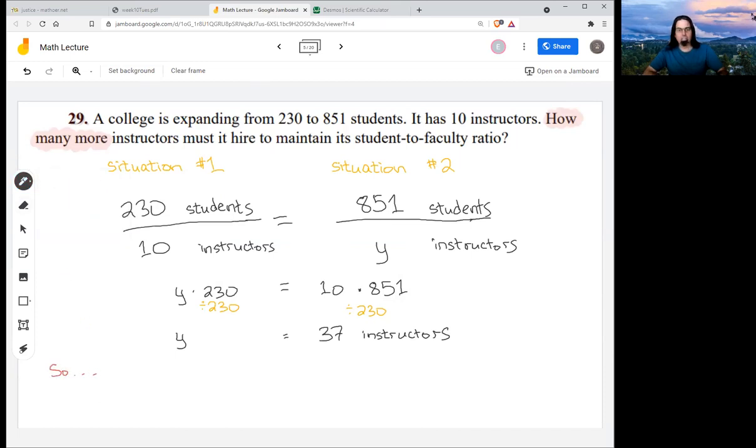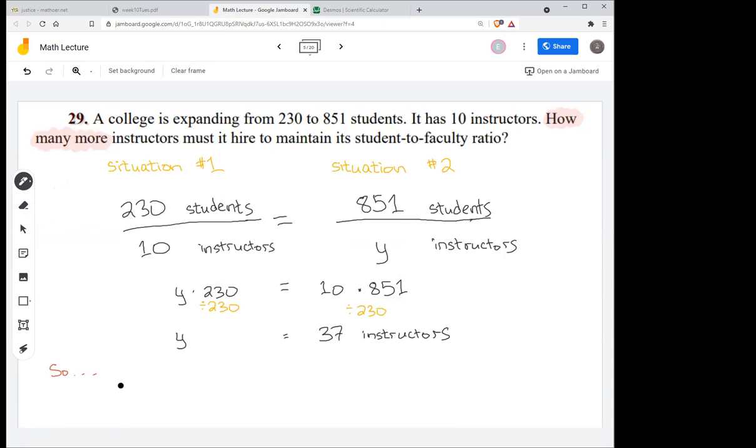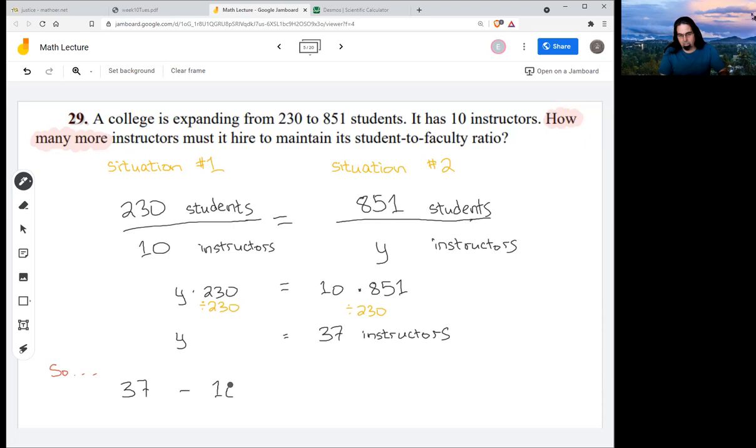Okay, so what's my last step? Would you subtract? You do. So take away the 10 they already have, and 27 more to hire.